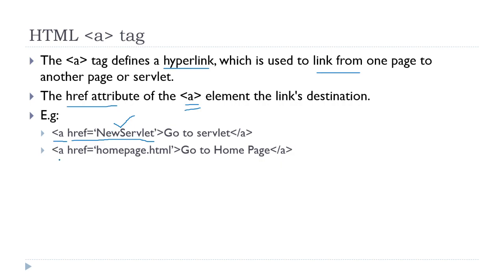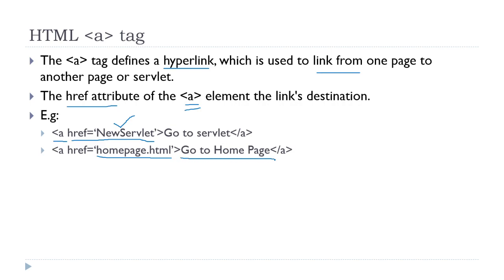And if it is an HTML file or a JSP file, then here we will be specifying the complete name of the file with the extension. Here, because we want to specify homepage.html, we are writing the complete name of the file, which is also the URL pattern of that file.